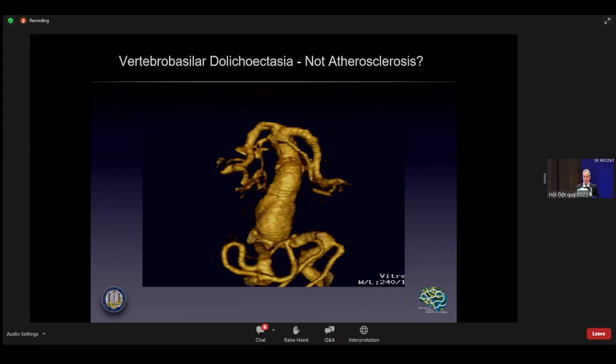The other manifestation of ICAD that exists is this. We see dolichoectasia, vertebrobasilar dolichoectasia. In the United States, this is not seen as atherosclerosis. As a matter of fact, patients that have these types of results are told that there's no problem with the large vessel that's imaged. And it's not a very sophisticated approach that needs to be taken to realize that this is a highly abnormal vessel.